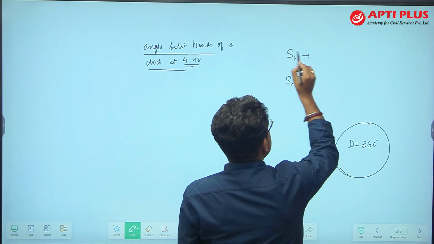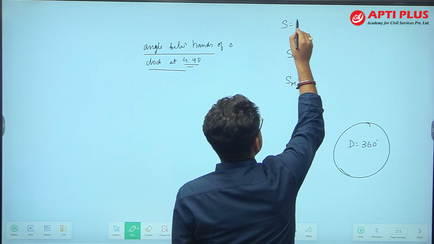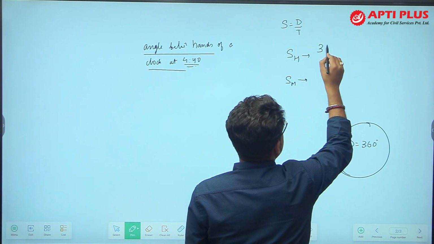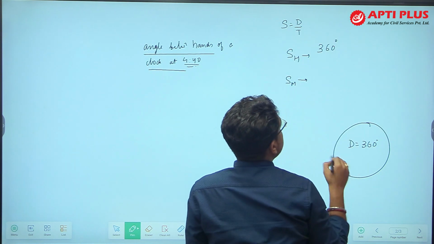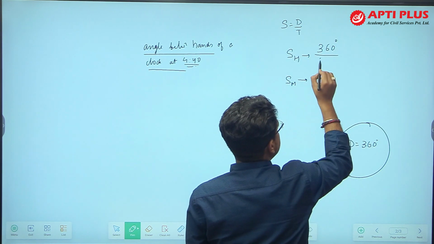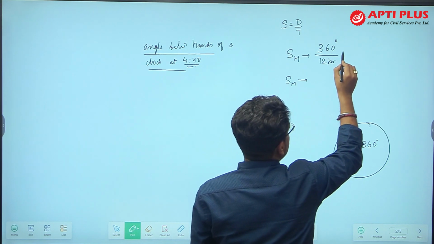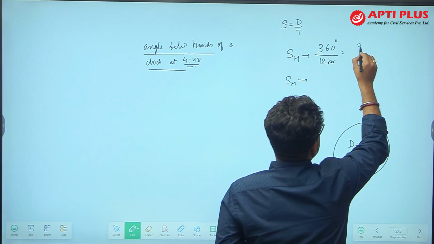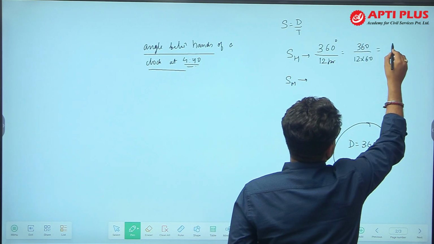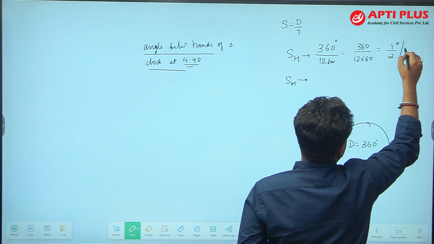Now if I ask you, using the formula speed is equal to distance divided by time, can I say that the hour hand covers 360 degrees in how many hours? The smaller one, the hour hand, covers 360 degrees in 12 hours. So I can write this as 360 divided by 12 into 60, which, when you compute, gives half a degree per minute.